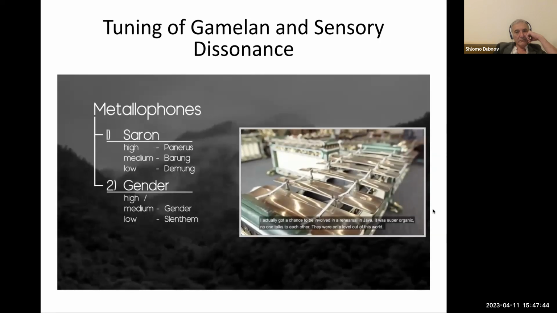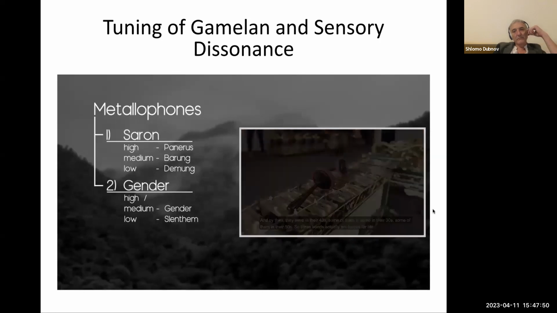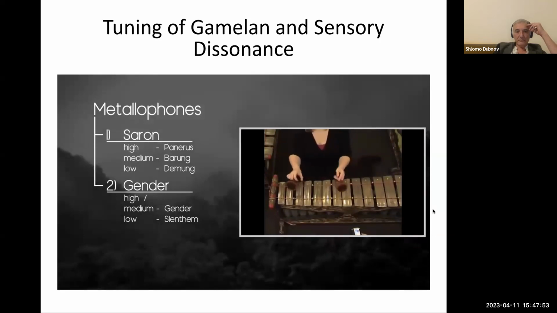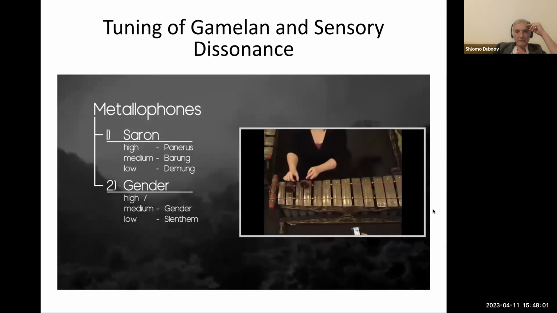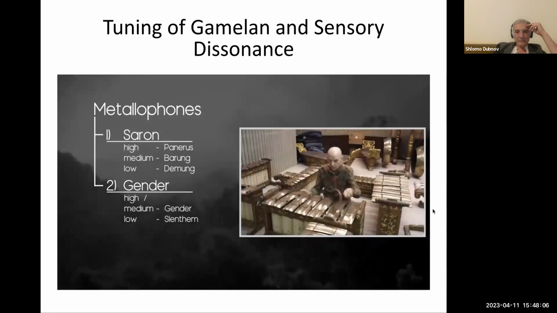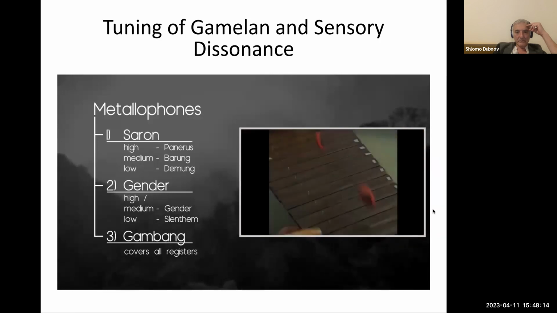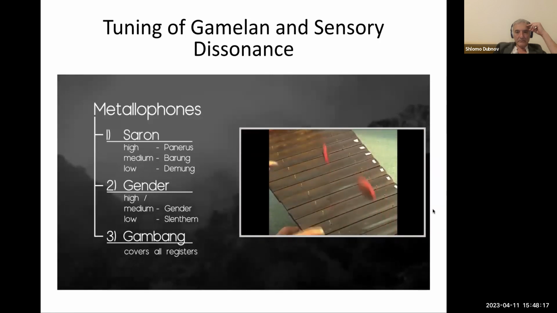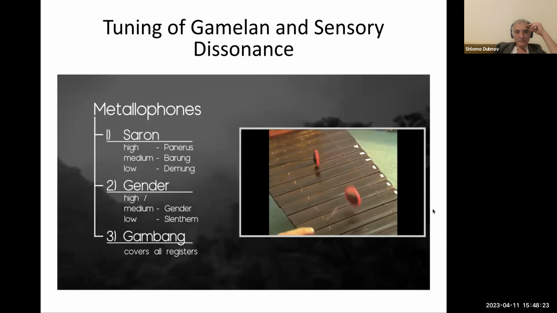Next metallophone is called gender. It has a different shape of bronze bars than saron, so it has a different timbre. It consists of 10 to 14 bronze bars that are suspended by rods over tuned resonators made from bamboo or metal. The lower pitched version of gender is called slenthem. Another instrument is called gambang. It is a xylophone, not a metallophone, as the bars are made of wood and it covers a wide register of several octaves. That does it with metallophones.